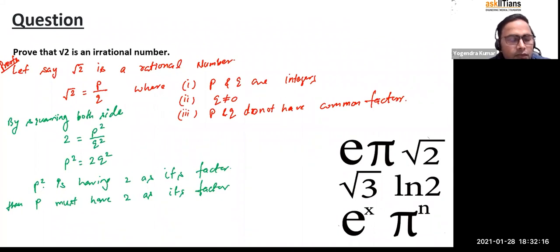p is one of the integers. For example, 100 is 10 square, and 5 is a factor of 100. So 10 square is having 5 as a factor, and 10 also has 5 as its factor, right?